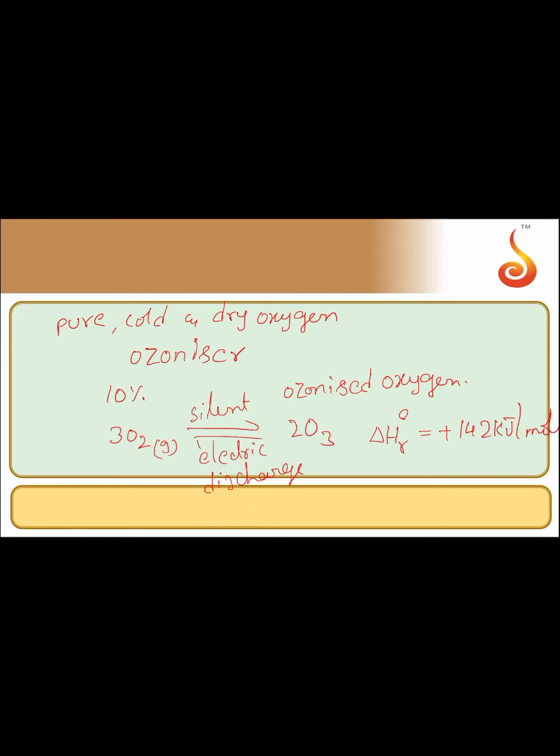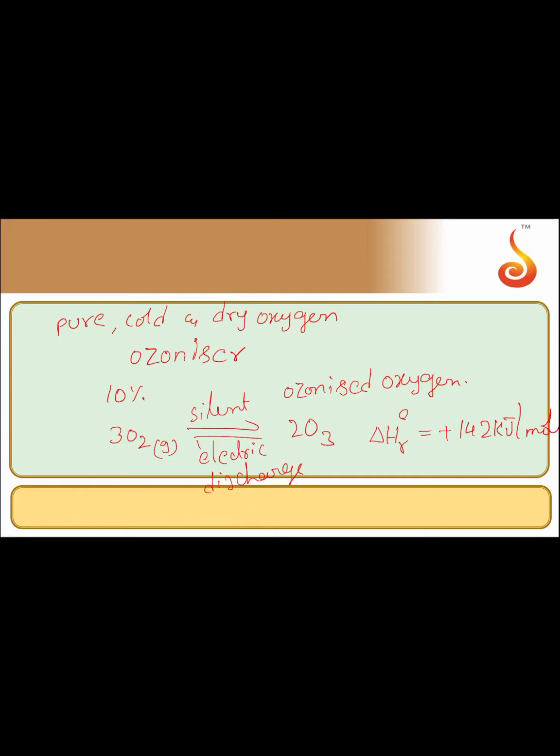Since the formation of ozone from oxygen is an endothermic process, it is necessary to use a silent electric discharge in its preparation, because a silent electric discharge produces less heat and thus prevents the decomposition of ozone back to oxygen. Why should we use a silent electric discharge? Because it produces less heat and thus prevents the decomposition of ozone back to oxygen.